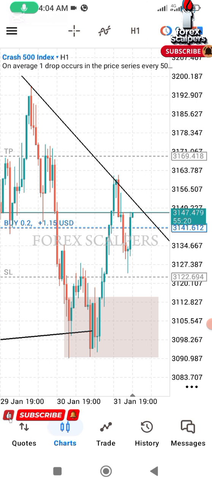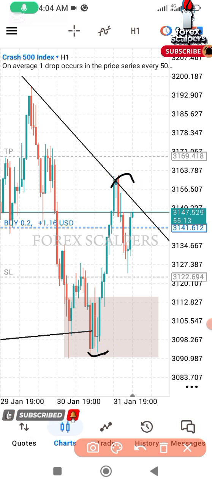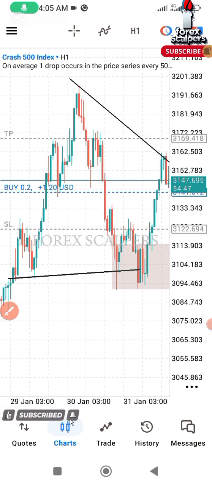So looking at this price scenario, you realize that price left this zone, price went here. After price reversed from this zone, there's already a point here. So this is my point A and this is my point B. I had to connect my trend line because I need these two points to connect it.